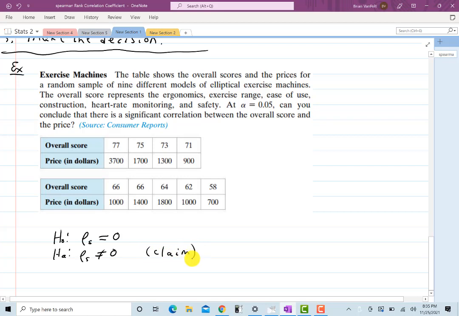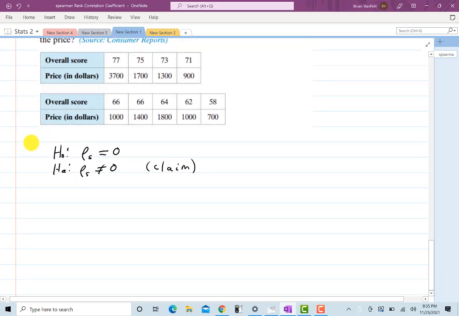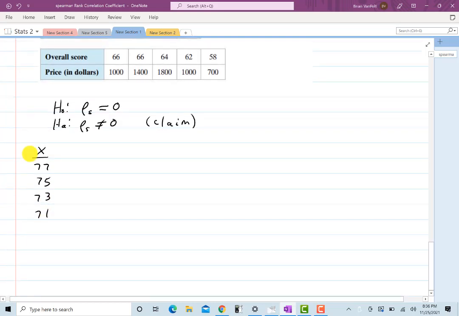That means that there is some sort of a correlation. Now let's go ahead and write down what we have here. This is the way we want to work it. Let's get our list of x's and simply write them down. 77, 75, 73, 71, 66, 66, 64, 62, and 58. Now, before I do the y's, I want to rank these.